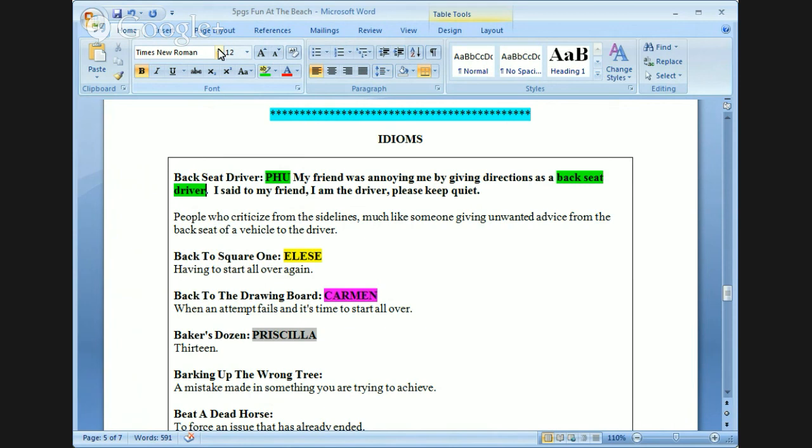My friend was annoying me by giving me directions as a backseat driver. I told him, please, I'm the driver, let me try. Okay, good. Elise?